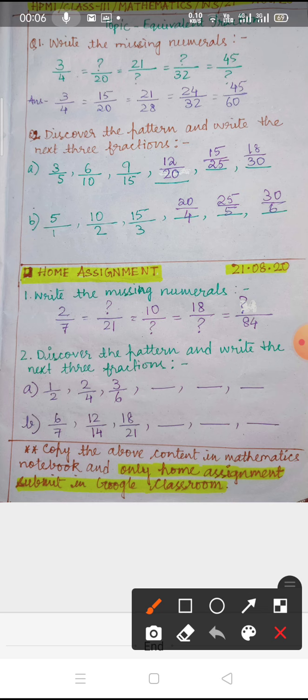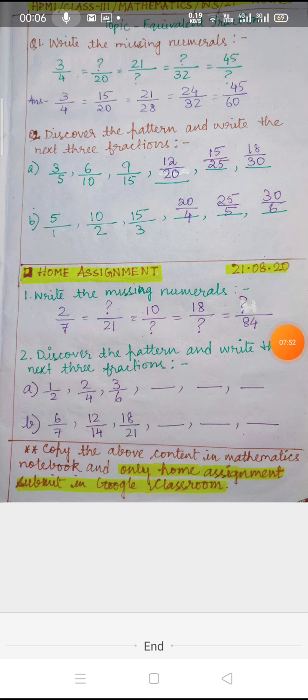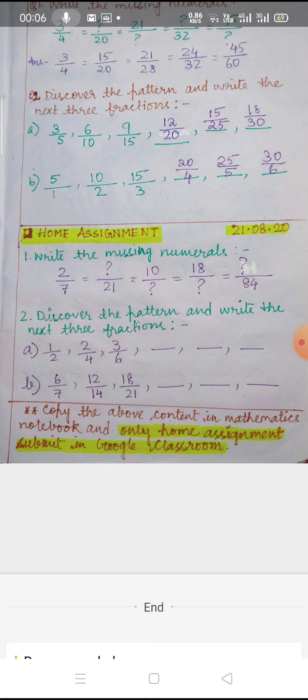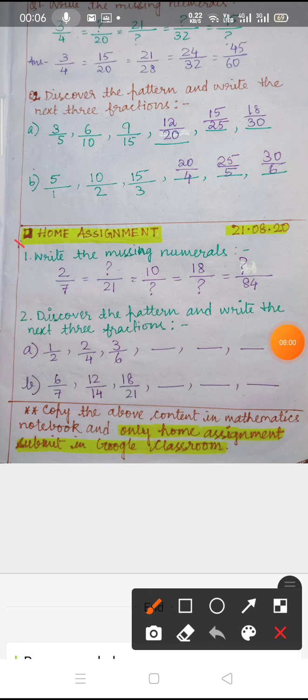Now what will you do? You will copy all the sums in your maths notebook. Then you will do the home assignment that I am giving here. These two you will solve yourself, and you will submit only these two sums in Google Classroom.